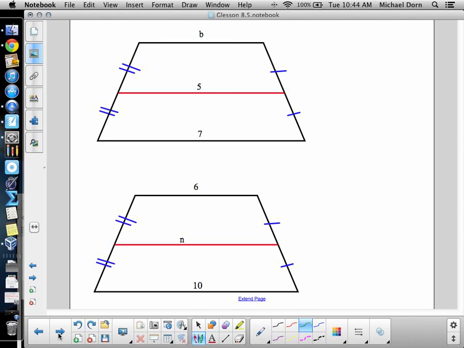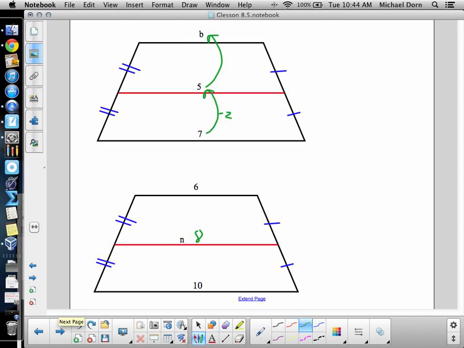If this is 6 and this is 10, what's this going to be? 8. 6 plus 10 divided by 2, or 8. And you'll also notice there's a pattern here, plus 2, right? Now, I could use formulas here. I could just figure this out. Gosh, from 7 to 5 is a decrease of how much? 2. So better be the same here because it's in the middle.